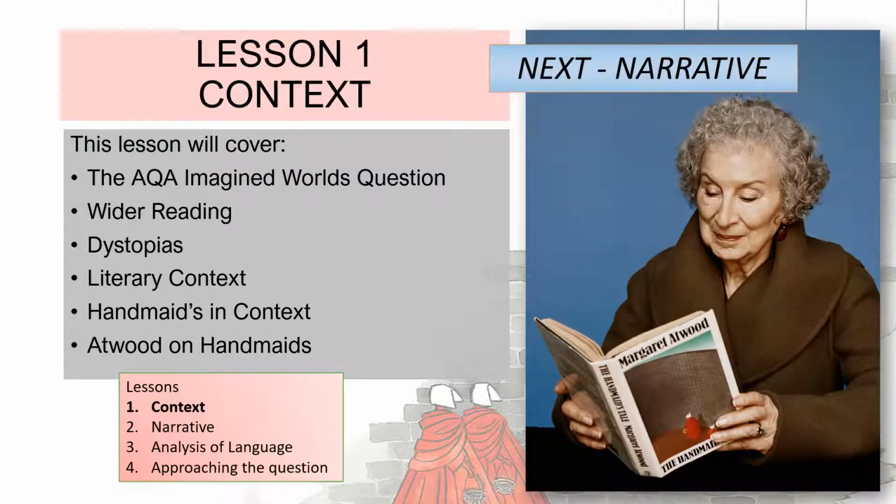Here's a summary of the things that we've looked at in this lesson. We covered the question, we looked at the value of wider reading, we've explored some key dystopian ideas, the historical and social context of Handmaids, and we've also looked at Atwood's own perspective on Handmaids and its current relevance. In the next lesson, we will be exploring the narrative of Handmaids, how the narrative is positioned and how the narrative is structured. In later lessons, we'll go on and look at analysing language in detail and extract analysis. And finally, we will look at pointers for approaching the question.